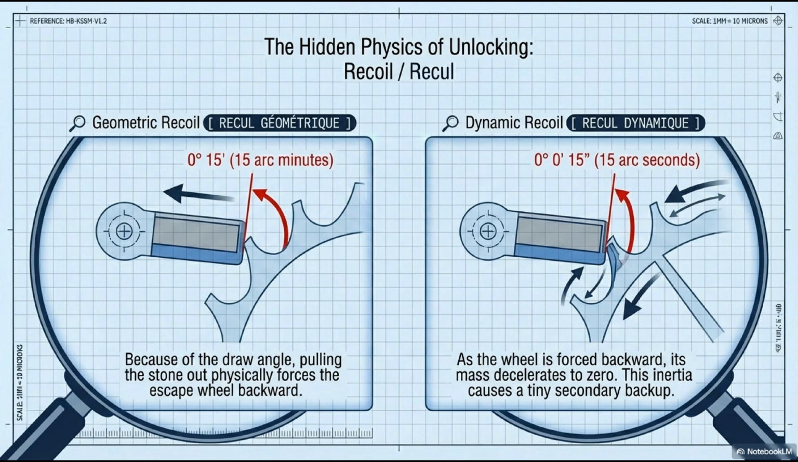Right diagram, dynamic recoil, recul dynamique, of 0 degrees 0 minutes 15 arc seconds. Much smaller, a factor of 60 less. When the geometric recoil decelerates the wheel to zero velocity, the wheel's own rotational inertia carries it fractionally further backward before the mainspring torque reverses the motion. This is the inertial overshoot. Combined total recoil: approximately 0 degrees 15 arc minutes 15 arc seconds. That's the wheel's position when it finally begins its forward acceleration.